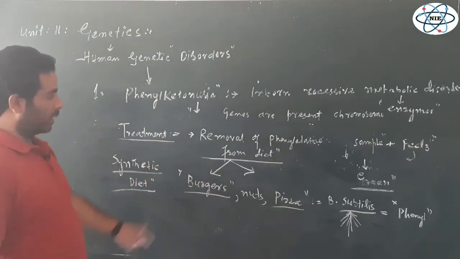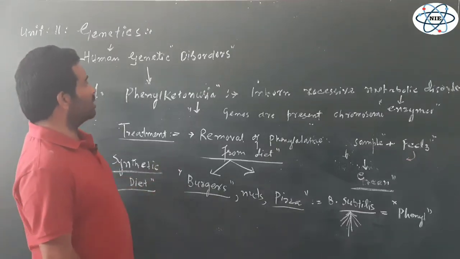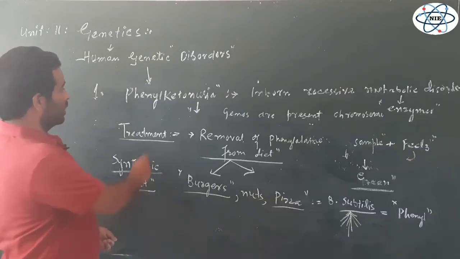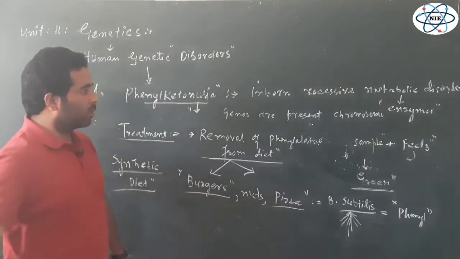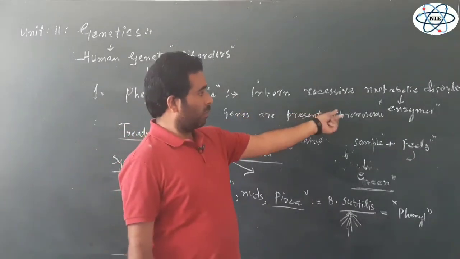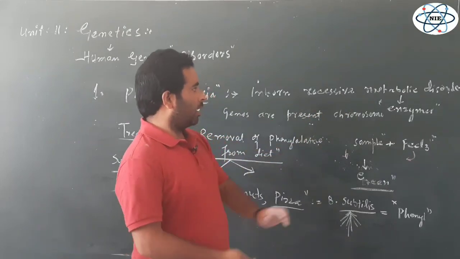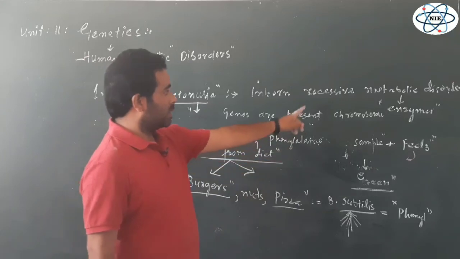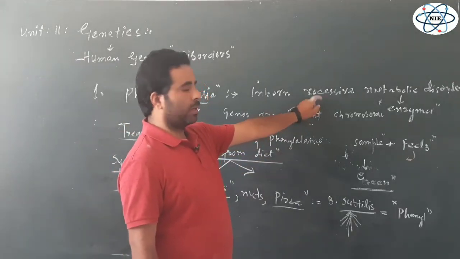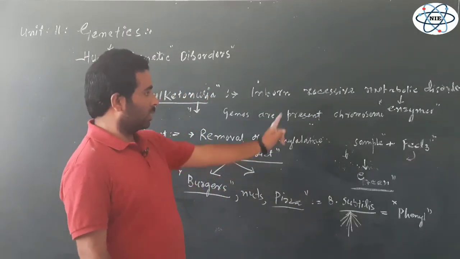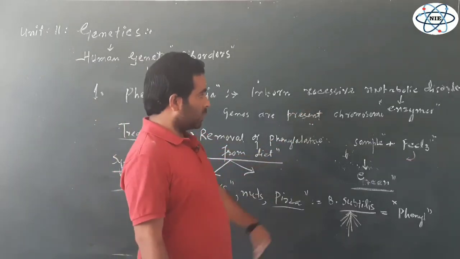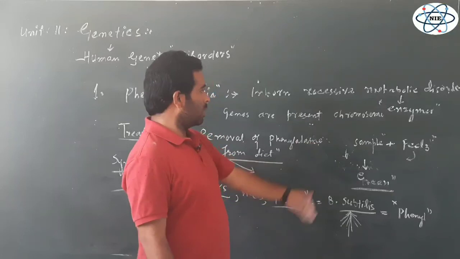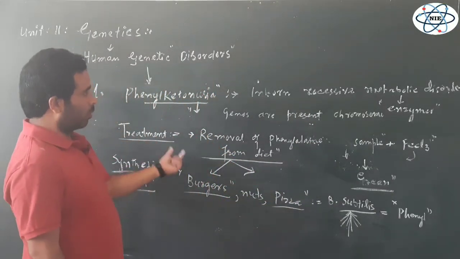This is the treatment. So in this video we discussed a very important example of genetic disorder, known as phenylketonuria, which is an example of an inborn recessive metabolic disorder. And in recessive disorder, let me tell you again, both the genes should be defective. Both the genes should be mutated. If there is one normal gene, then it is a heterozygous condition, and in heterozygotes, these symptoms, these problems generally do not appear.